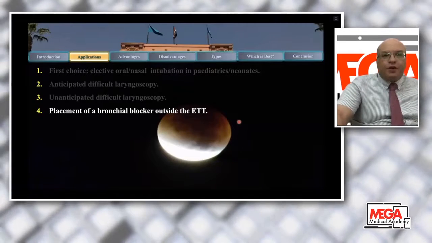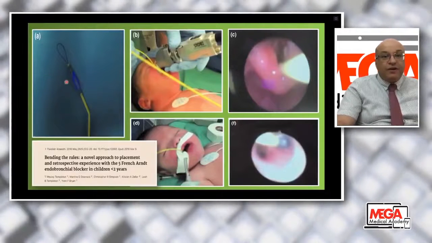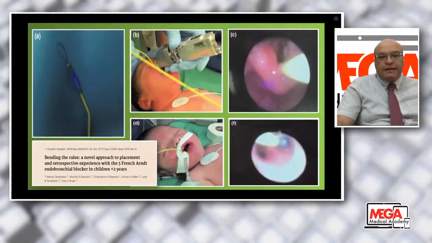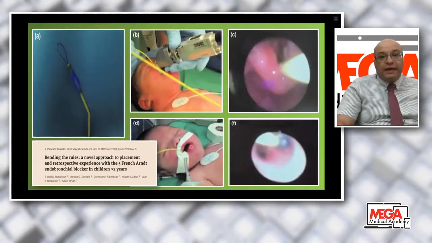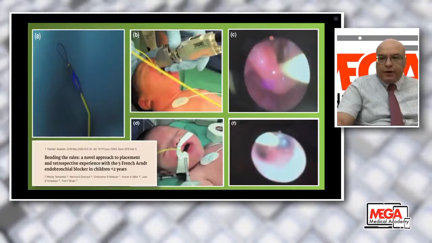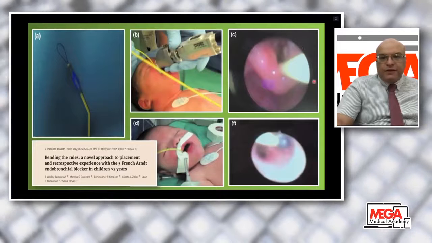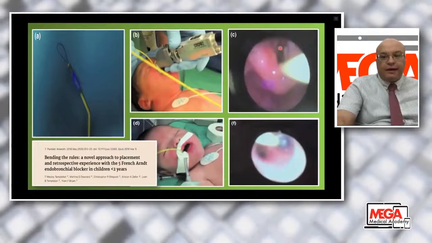Using video laryngoscopes can facilitate this. Here is a reported case of using an armed blocker inserted outside the tube using a CMAC from Storz. As you can see here, the blocker is going directly through the glottis before inserting the tube, and the tube is inserted alongside the blocker.